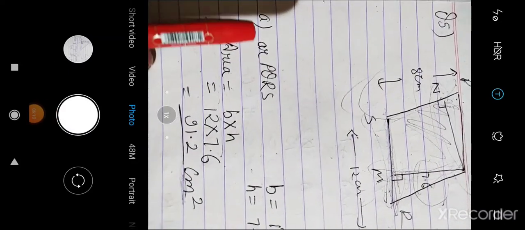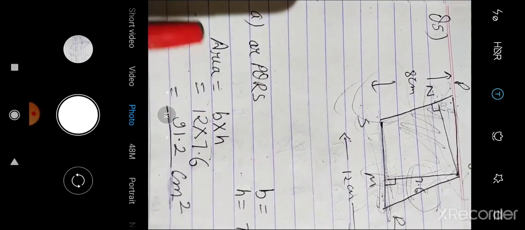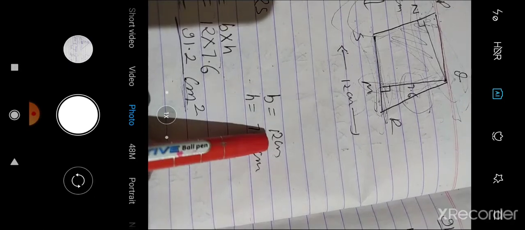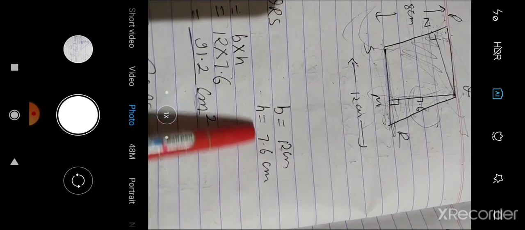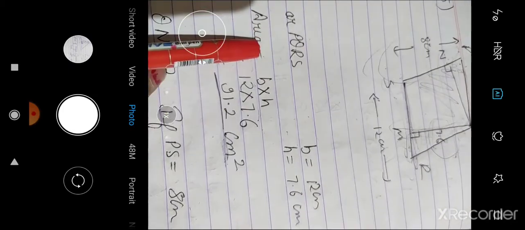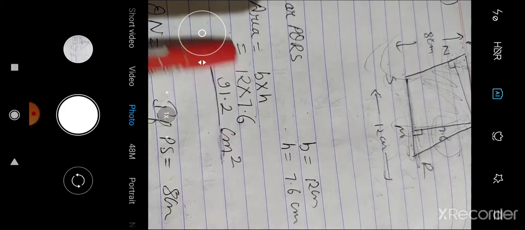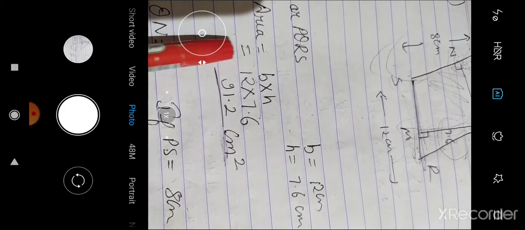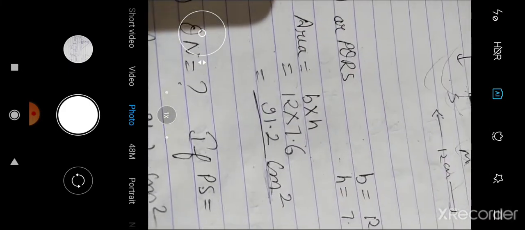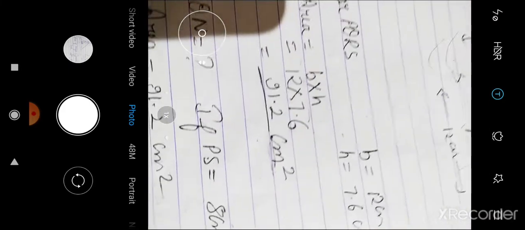In this part, we have to find out area of parallelogram PQRS, and base is equal to 12 centimeter and its corresponding height is equal to 7.6 centimeter. This information is given in the question. So area is equal to base multiplied by height. After substituting values from the question, we have 91.2 centimeter square. So it is the solution of the first part.